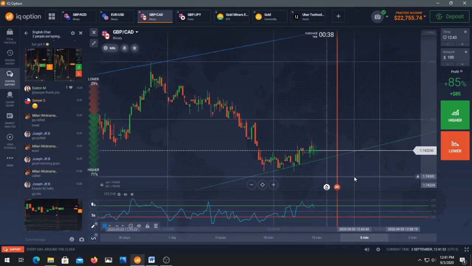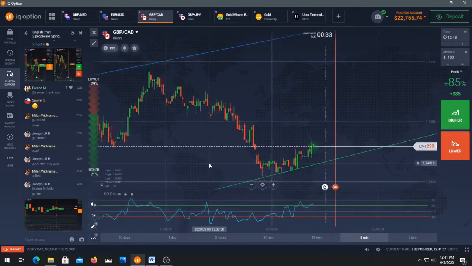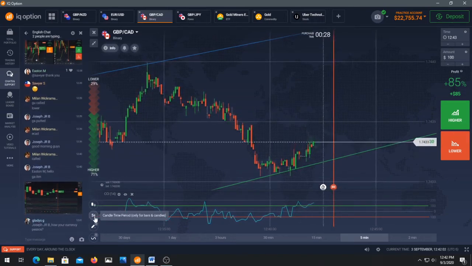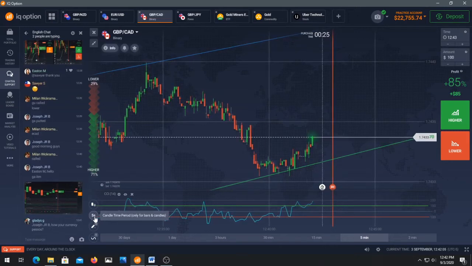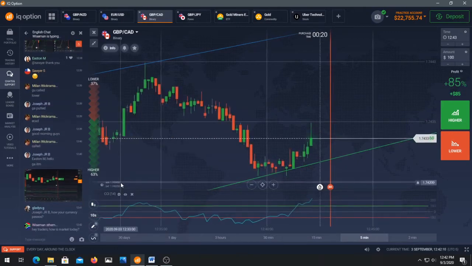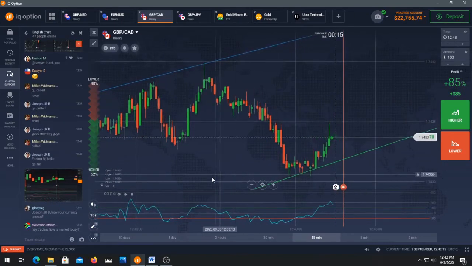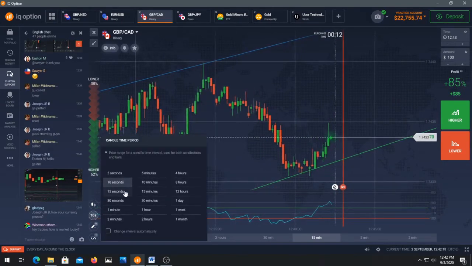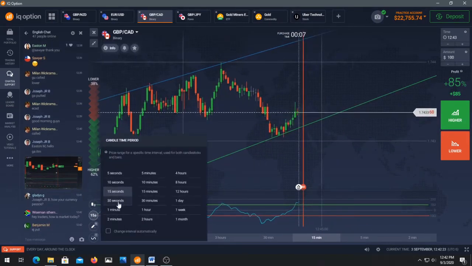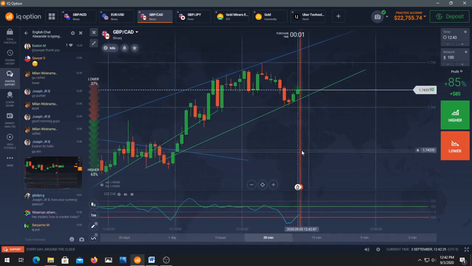Other times what you can do, if it's not moving, if the pattern you're getting here on the 5 second candlestick doesn't show you a clear trend, then you can always move to a higher time frame candlestick. As you can see, I moved it to 10 seconds, everything a little bit more obvious now. 15 seconds, so you can move it to a minute if you want, or 30 seconds. It depends on your preference. You know what I mean?